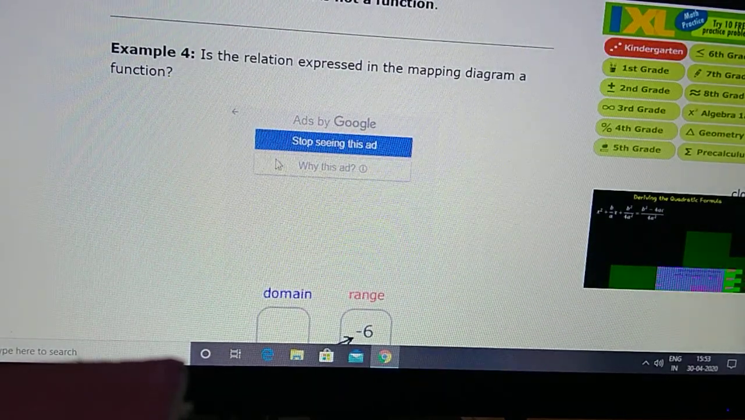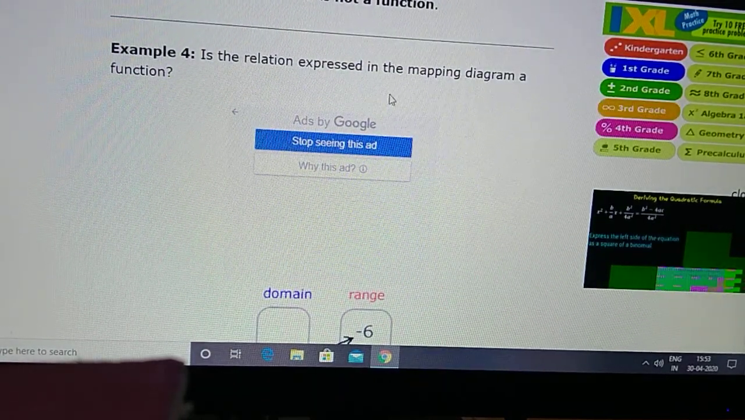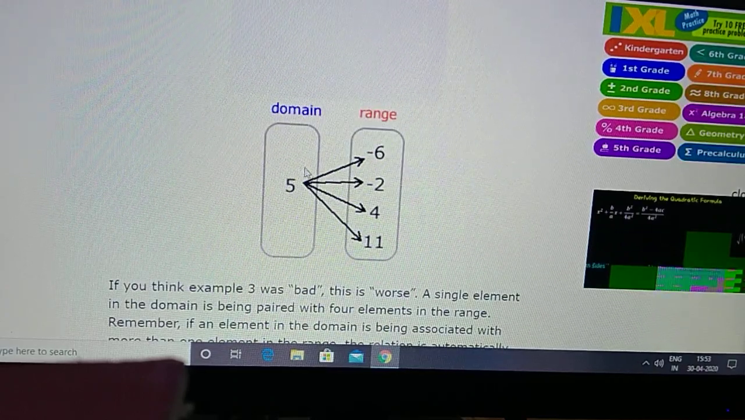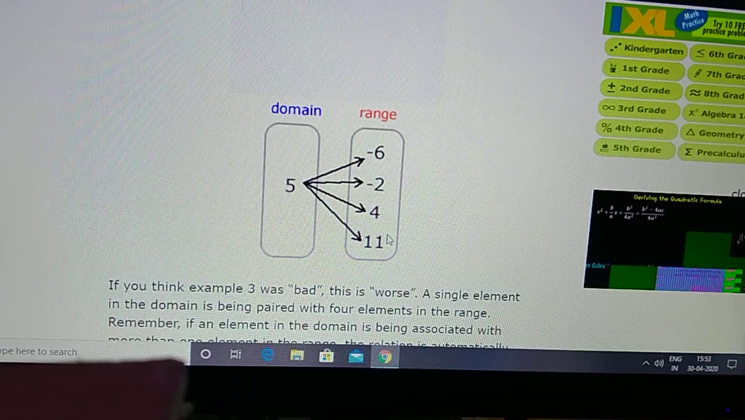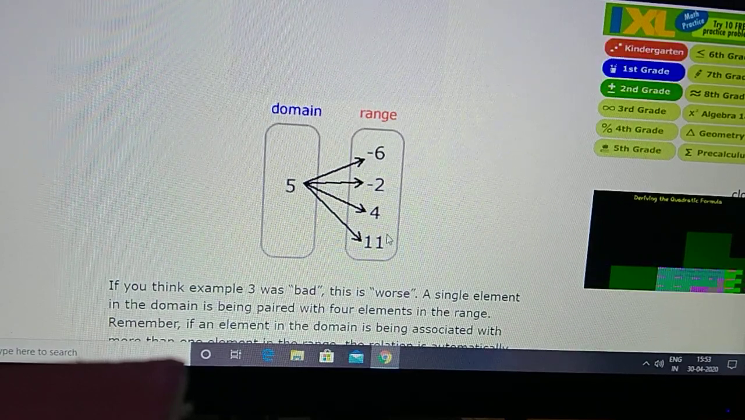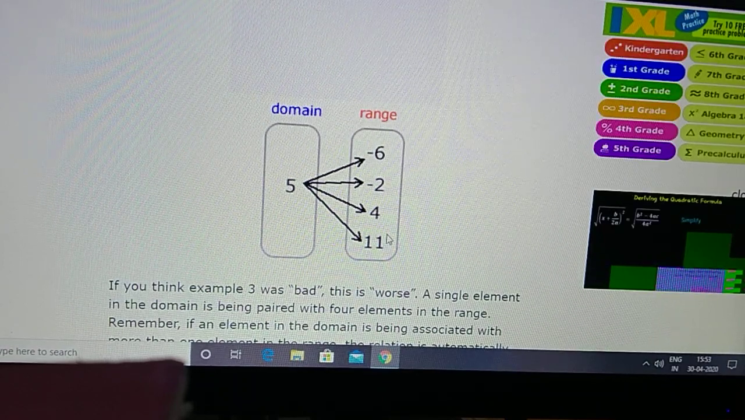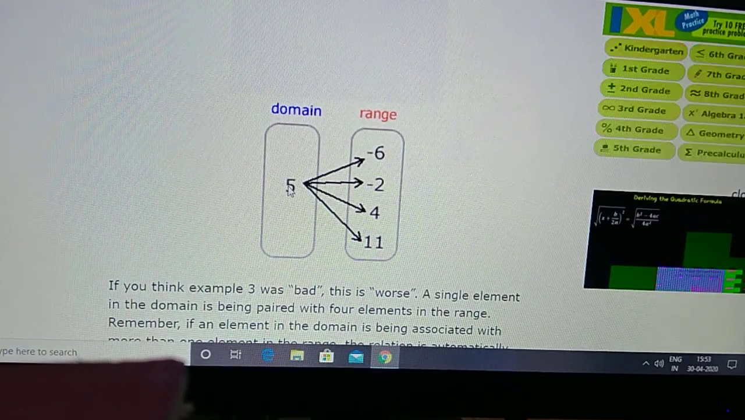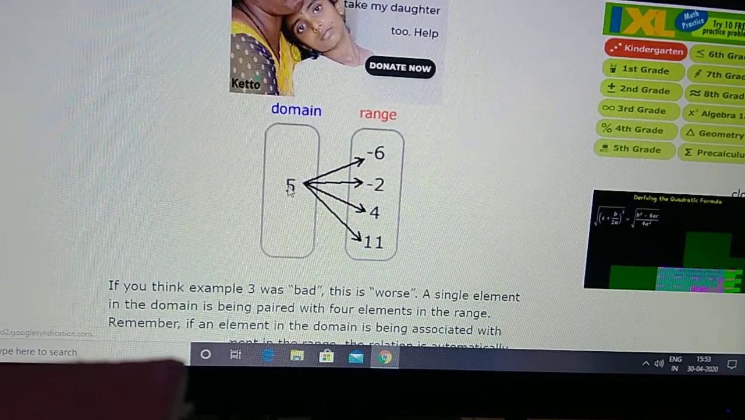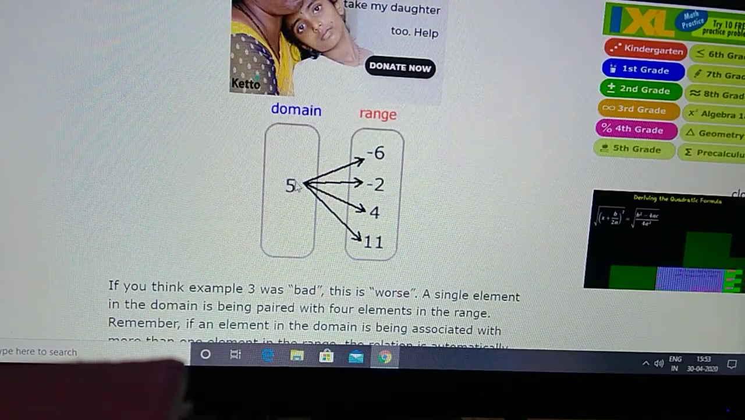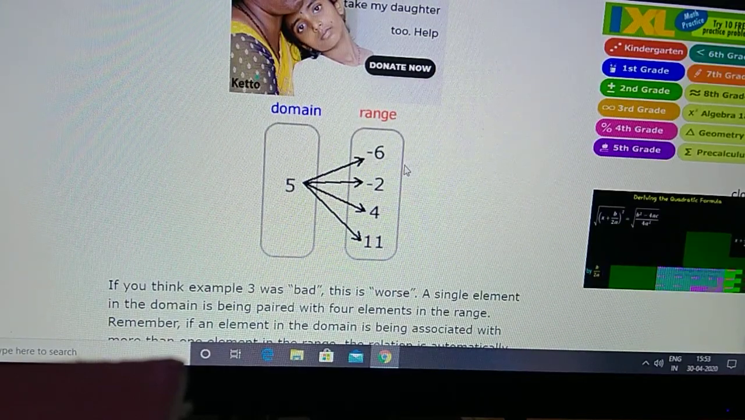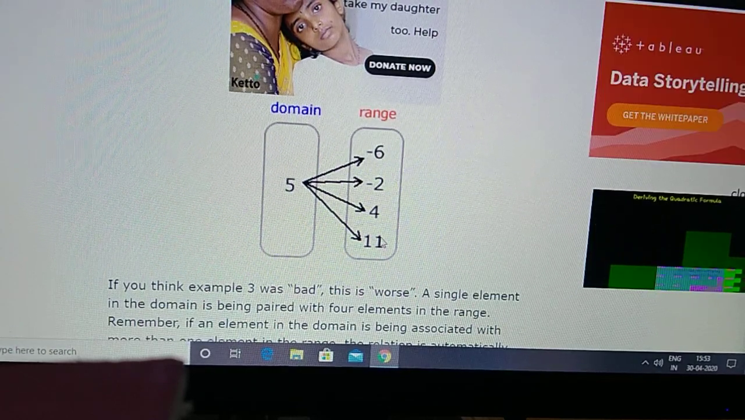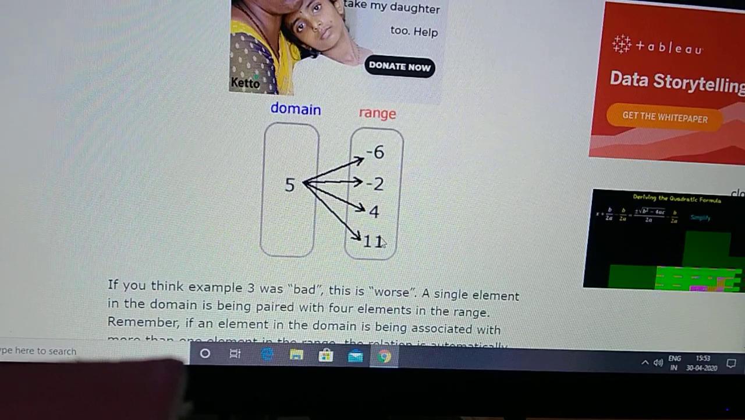There is another example, a relation expressed in a mapping. Look, the 5 has so many. Again, to give an example of husband and wife: under the Hindu Marriage Act, a man is allowed to marry only one woman. But here he has already married 4 women, so it is not a function. I hope you have understood.